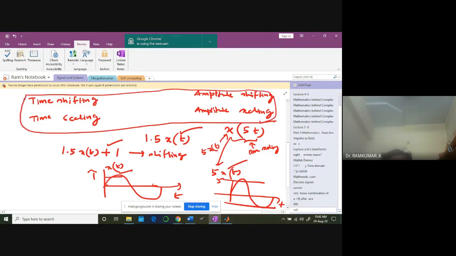Normally you get some problems in the examination. Okay, so we'll solve some problems on time shifting, amplitude shifting, time scaling, and amplitude scaling. I'll be giving you some assignments also this weekend on time shifting and time scaling operation.